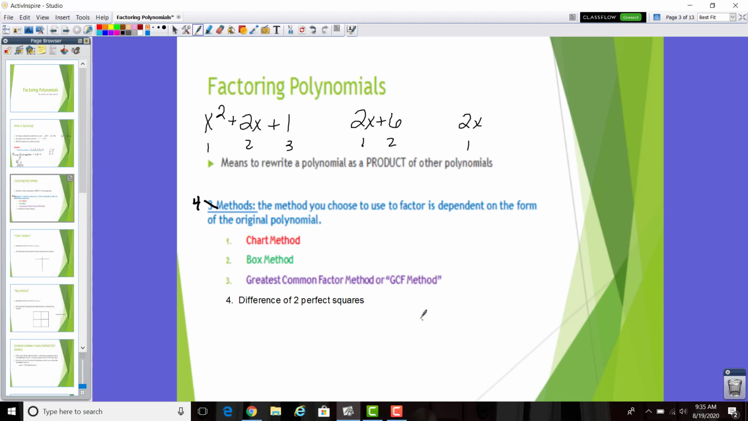So these are the four methods we're going to use. These are not the official names, it's just what I call them because that's what I use to factor them. Now, some of these are very specific in the form of the polynomial has to look like this in order to use it. I'm going to run through the rules of each of these with you, and then we're going to do some examples. Okay, so the chart method, box method, greatest common factor method, you're going to hear me say those throughout this entire semester.